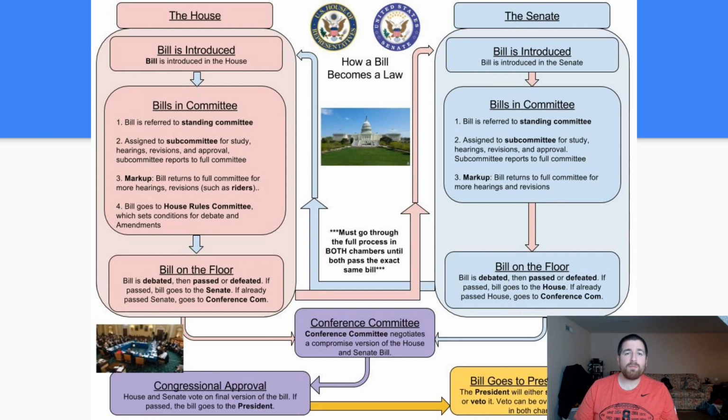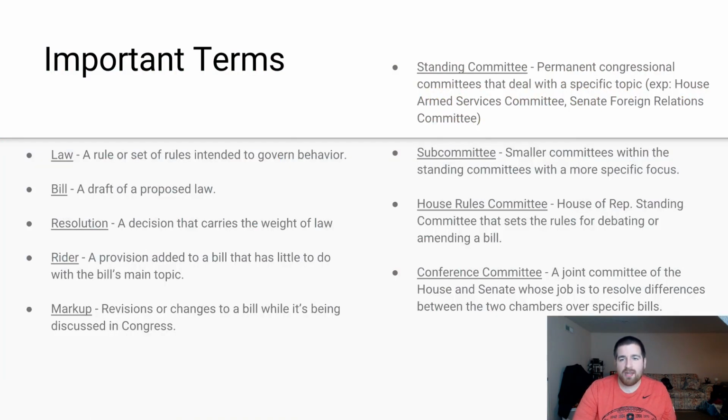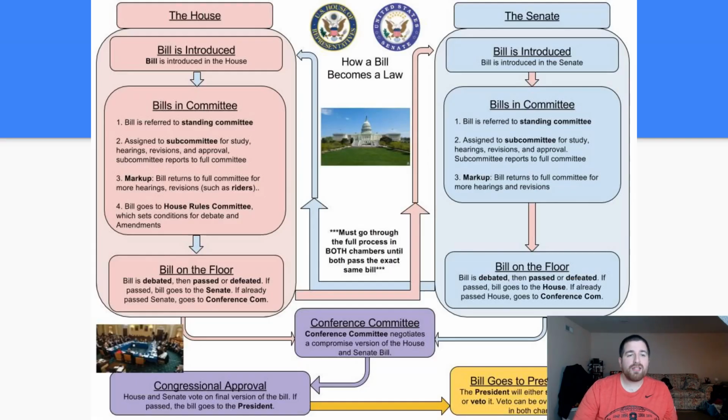From there, the bill will be sent to committee, and the bill is then referred to a standing committee. Now, if you remember, again, let's go back. A standing committee is a permanent congressional committee that deals with a specific topic. So the standing committee in the House that deals with taxes or fiscal issues would get this bill. Then that standing committee would assign that to a subcommittee that specifically deals with this type of bill. So it might deal with taxes or this specific type of tax. So number 2, assigned to subcommittee for study, hearings, revisions, and approval.